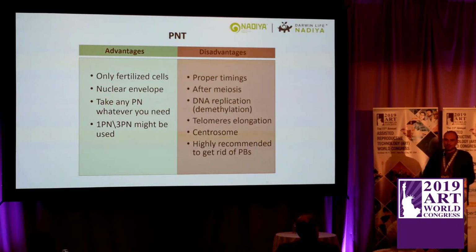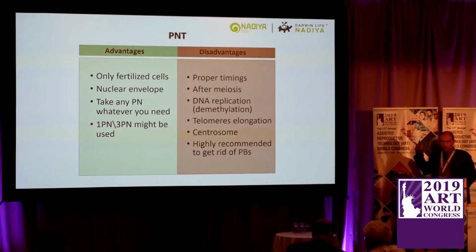Well, you need fewer cells to work with because they're already fertilized cells, and when you perform the fertilization, some of our oocytes will not fertilize, and some of them will probably be dead after fertilization. So making the PNT, you work with a lower number of cells. So it's a huge advantage for the embryologist.